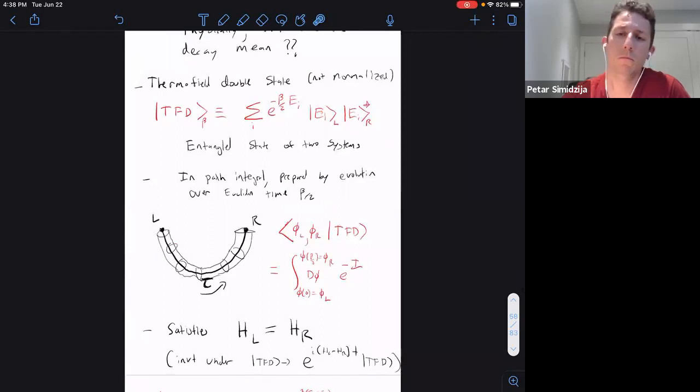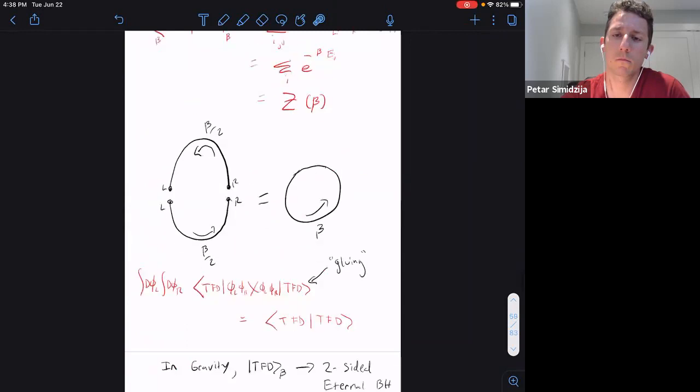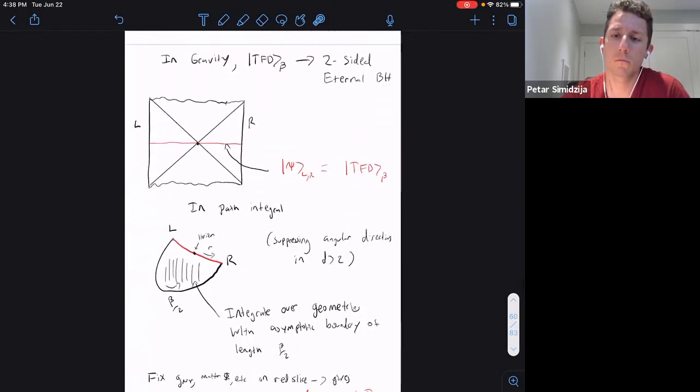So we can think about this as two CFTs, one on the left and one on the right. And in the bulk, using AdS/CFT, we think that this thermal field double state is the state of a two-sided black hole connecting the left boundary and the right boundary.